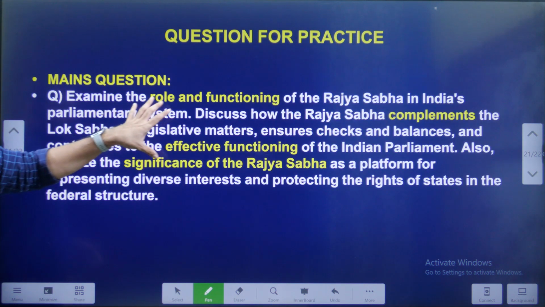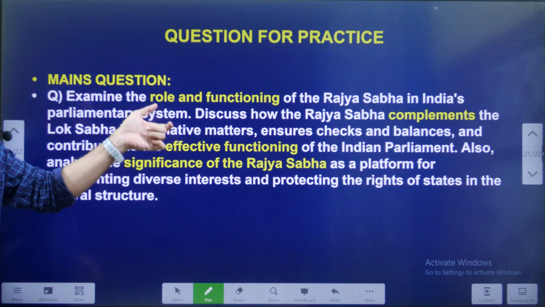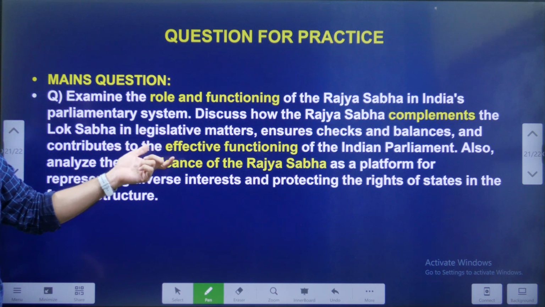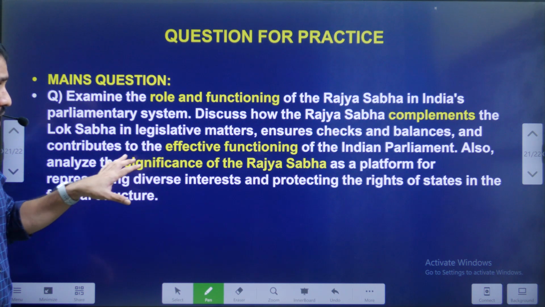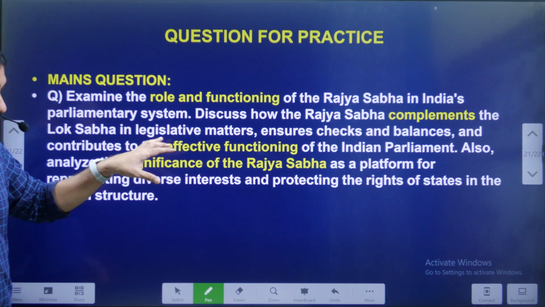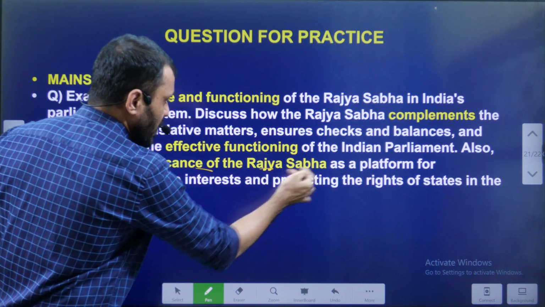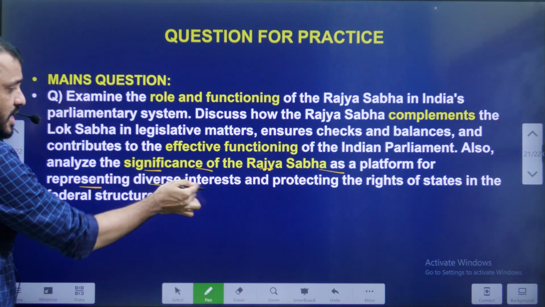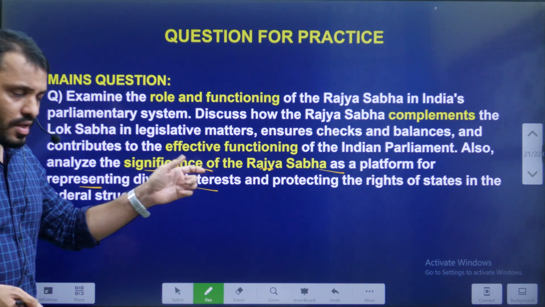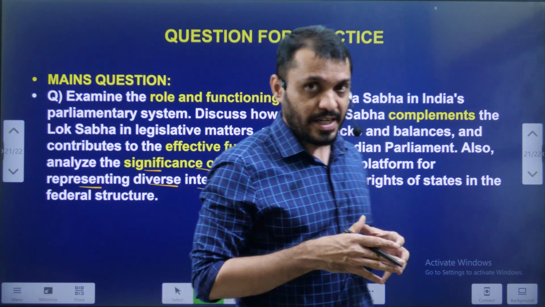Mains question. Examine the role and functioning of the Rajya Sabha in the Indian Parliament and how Rajya Sabha complements the Lok Sabha in terms of checks and balances on the executive, and analyze the significance of the Rajya Sabha as a platform for representing diverse interests and protecting the rights of the states. That means how the Rajya Sabha is performing in protecting federalism in India.